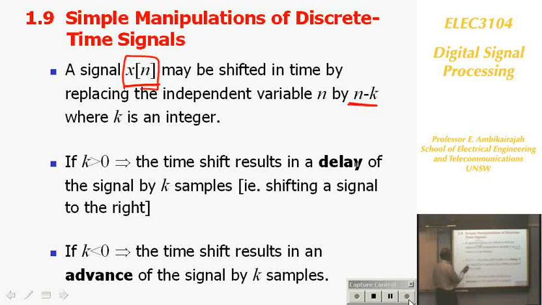So when k is greater than 0, it's called a delay. You just say n minus k. K is positive, it's a delay. If it's less than 0, it's an advance.